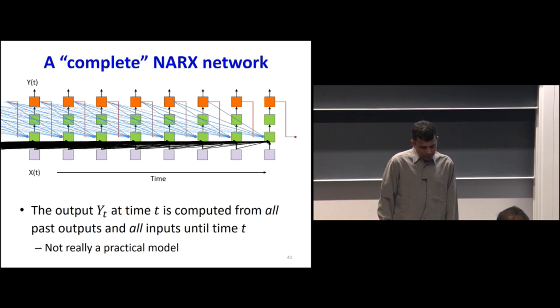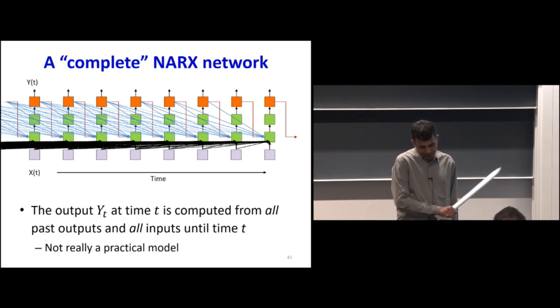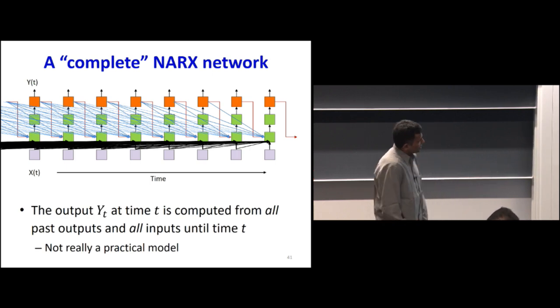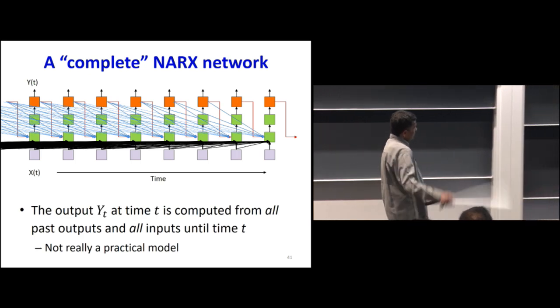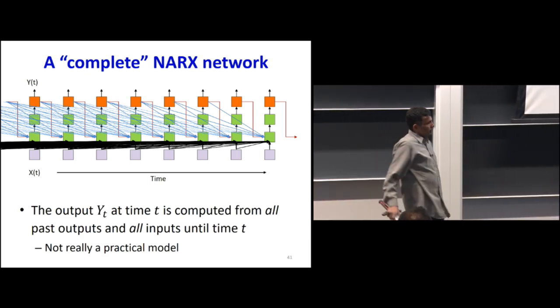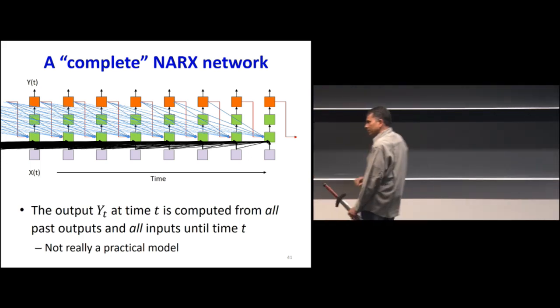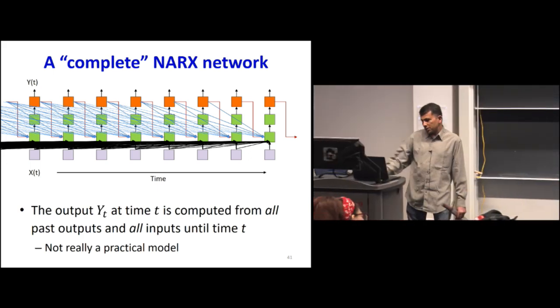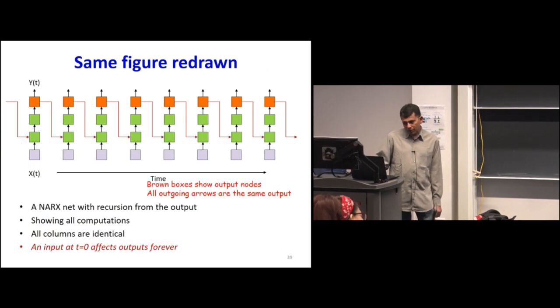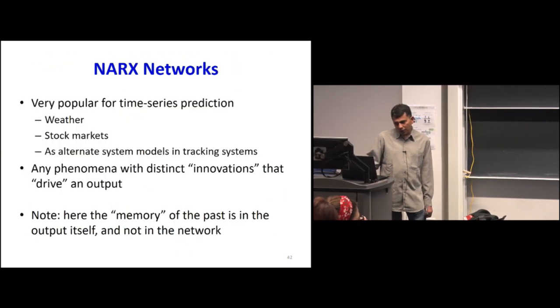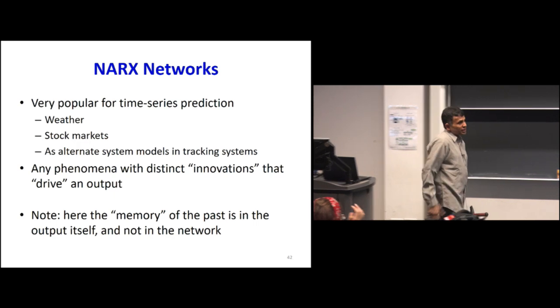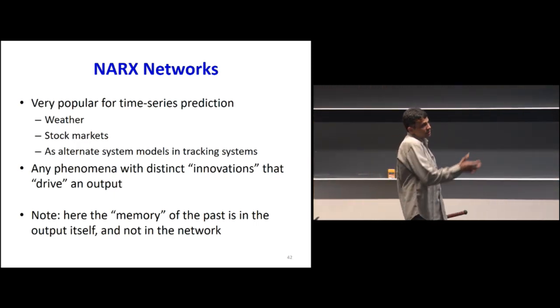We're not doing infinite here or something like that. So in theory, you could be doing this, right? Okay. So the output at time t is computed from all past inputs and all past outputs, but we won't actually do that. What we will really do is only use a finite horizon of past inputs and outputs, and the finite horizon typically tends to be very short, a half dozen or so.